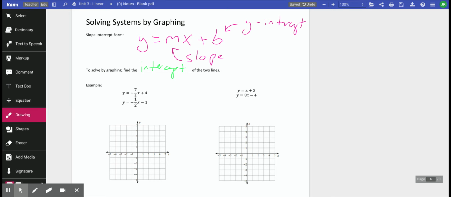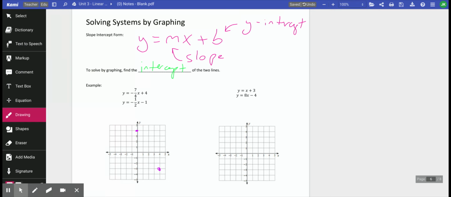So y equals -7/4 x plus 4. So the plus 4, that's my y-intercept. So I'm going to put a point at +4. And then -7/4 is my slope. So from that point, I'm going to go down 7 and then over 4. And that's where my new point is going to be. I could have also gone up 7 and gone the other way 4, but I don't actually need to do that in this one.